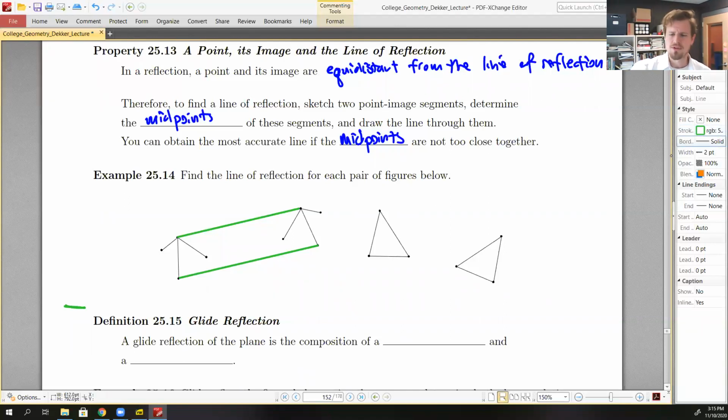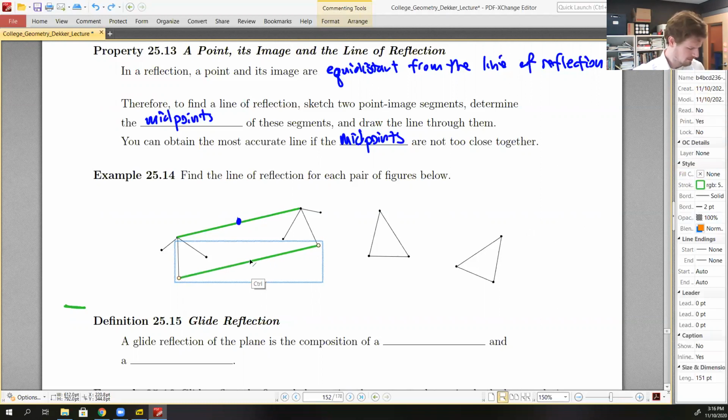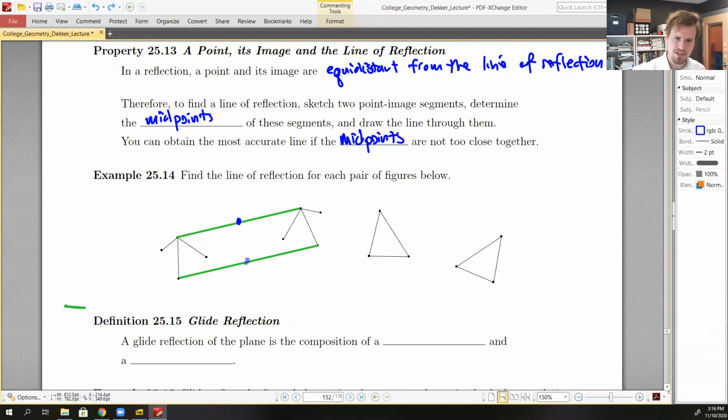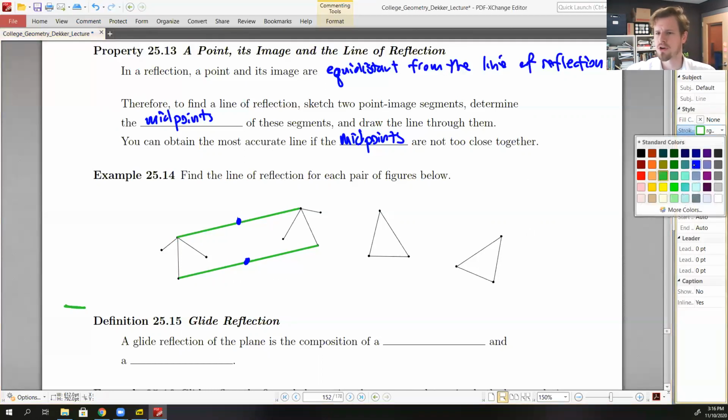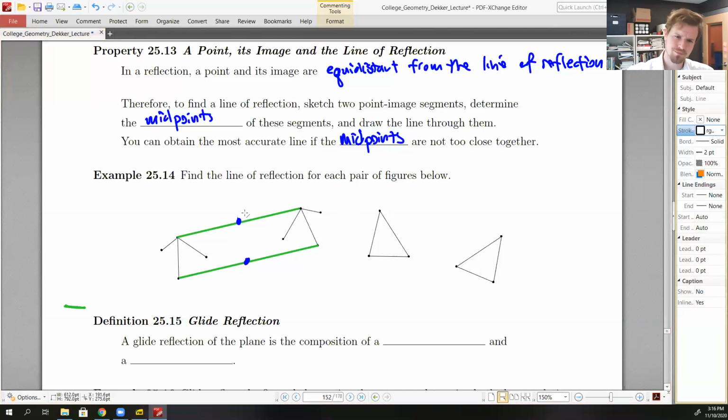Then I'm going to identify the midpoints. I would have to use a compass to find the midpoints, but it appears to be there, and it appears to be there. Once I have that, I can go ahead and draw the line that passes through both of those points, and that would give me the line of reflection. And that appears to be about right.